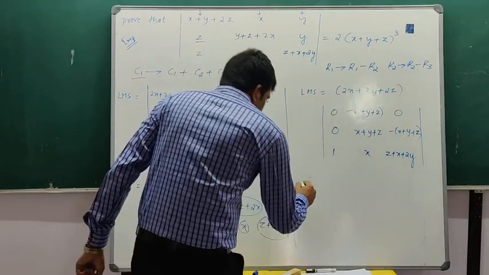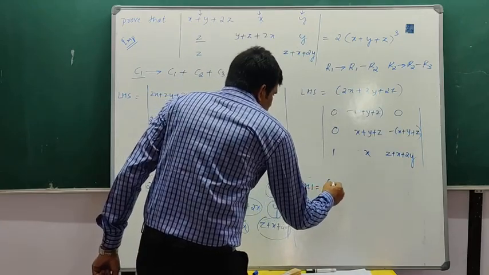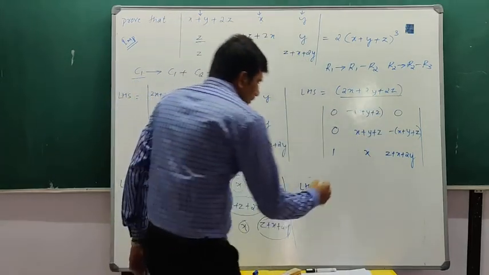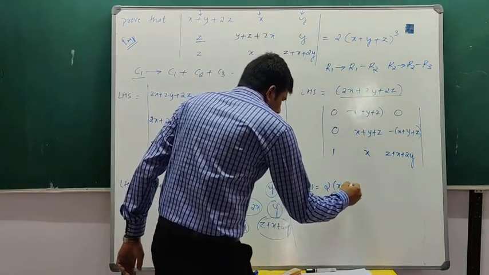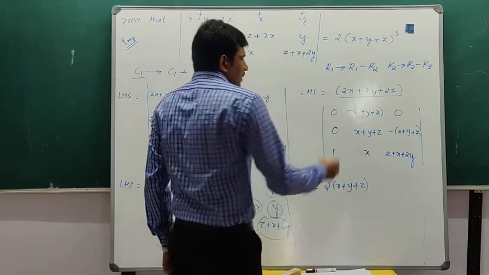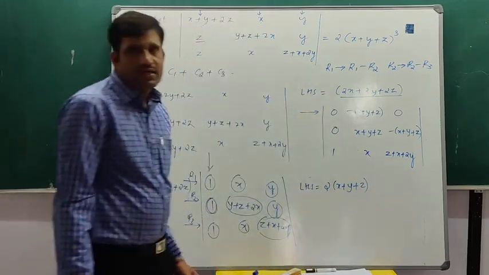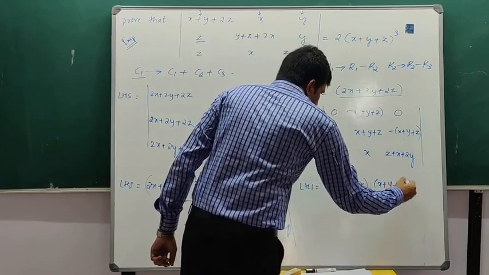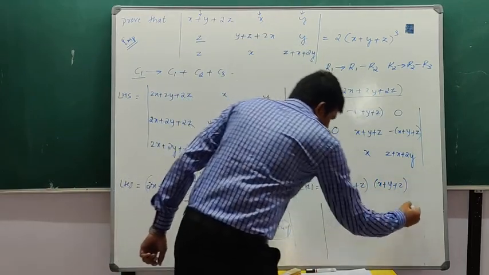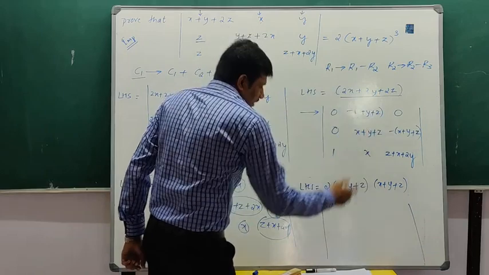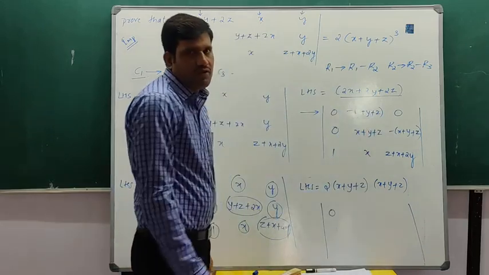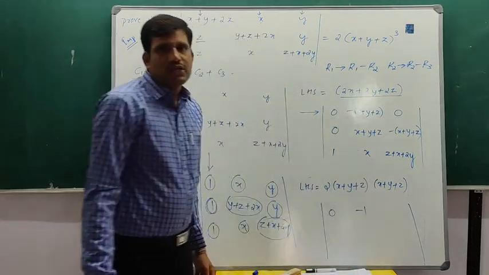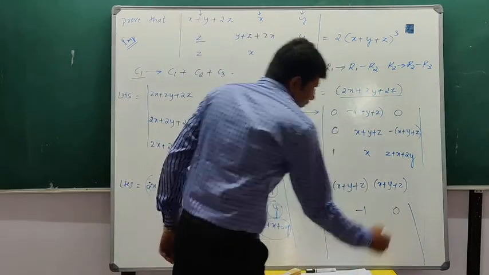So now see, LHS is equal to, I will take 2 common here. If you take 2 common, that is 2 into bracket x plus y plus z. See, in the first row what is common here? In the first row I will take x plus y plus z common. Already I told you from 0 we can take anything common. So what is left here? From 0 we can take anything common, that is 0. Next it is minus 1. Next it is 0. Right?